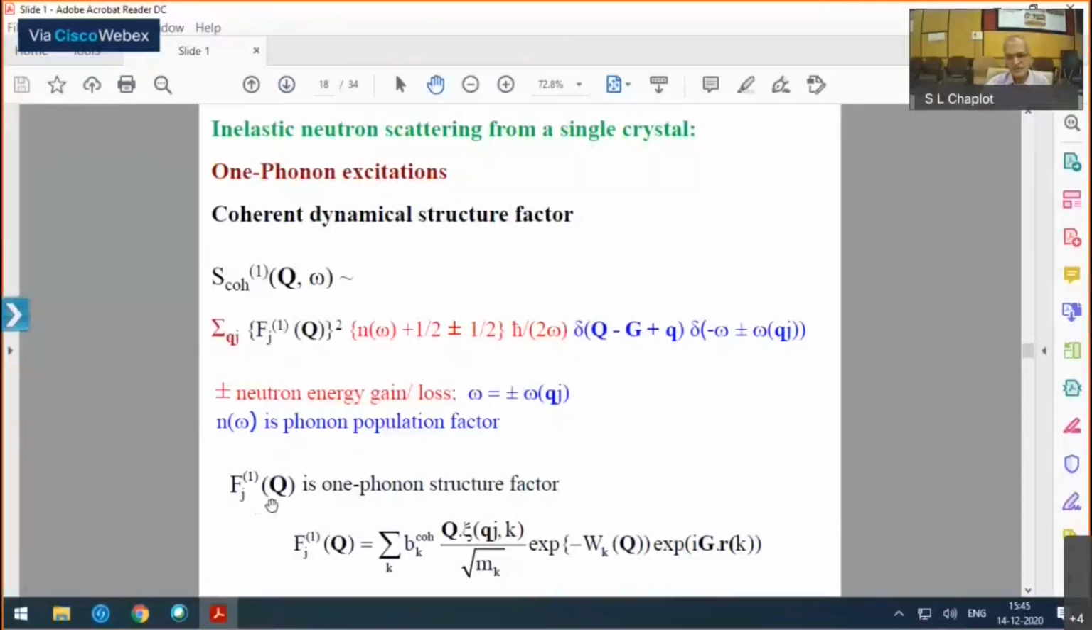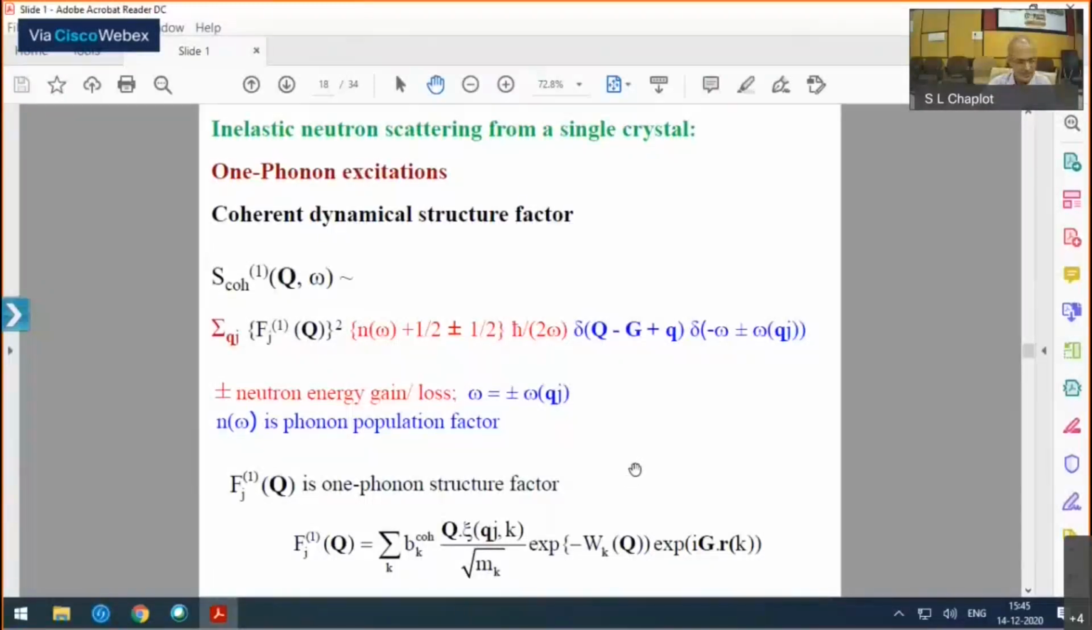So you see, in the one phonon structure factor, as we had mentioned, essentially it's a collective dynamics, and therefore it is only the neutron coherent scattering length, or the coherent scattering part, that contributes to the one phonon structure factor, and the incoherent scattering does not.